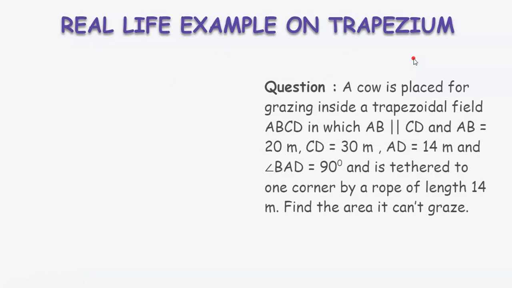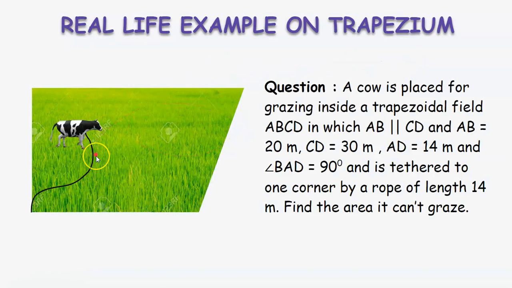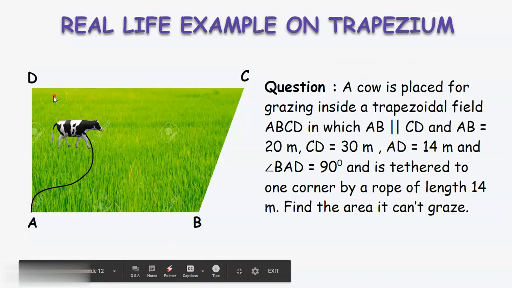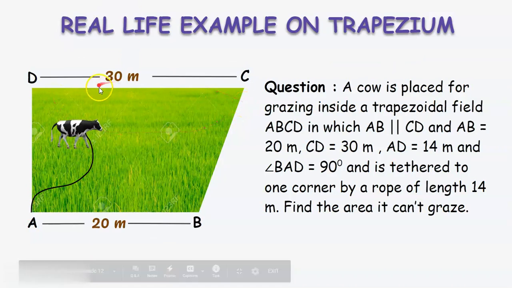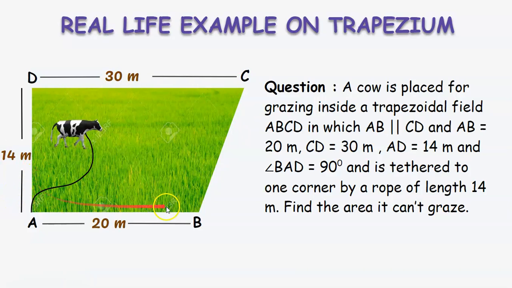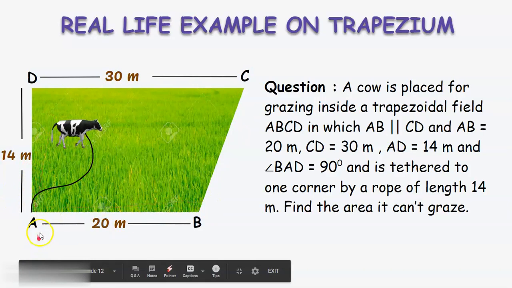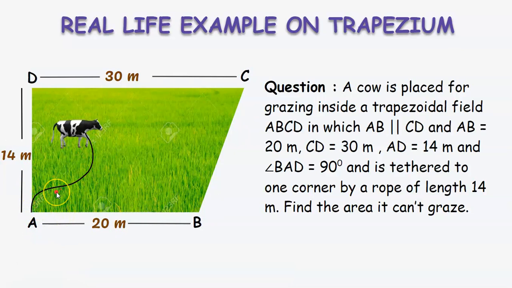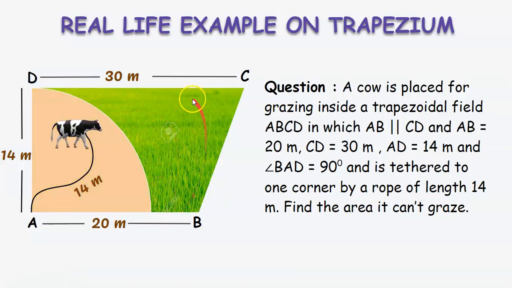Now, let us see another example sum on the area of trapezium. A cow is placed for grazing inside a trapezoidal field ABCD, in which AB is parallel to CD, AB is equal to 20 meters, CD is 30 meters, AD is 14 meters and angle BAD is 90 degrees. And it is tethered to one corner of the field by a rope of length 14 meters. Now find the area it cannot graze. This is the area it cannot graze.